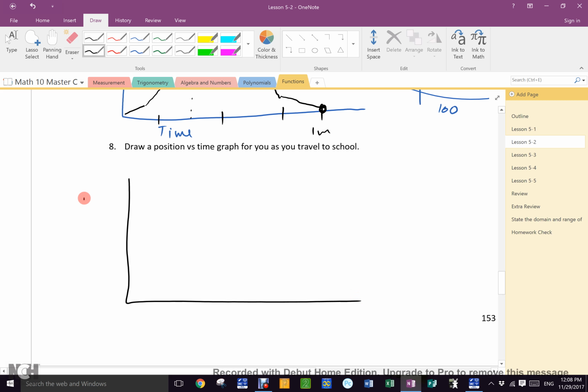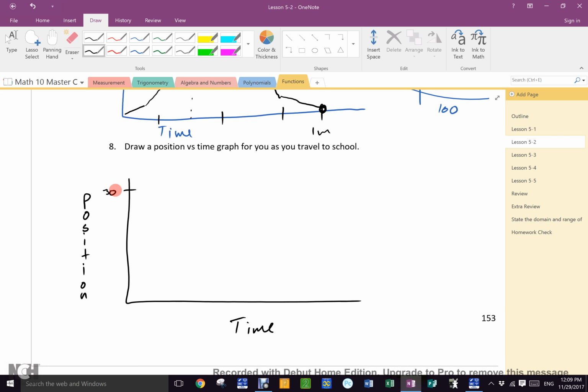All right, so our position is over here, and our time is down here. Now for me, I live in the middle of Chilliwack. So when I leave home, am I driving fast? No. I'm driving 50 kilometers an hour. Now it takes half an hour for me to get to school, and school is 30 kilometers away, right? So I know my position. The maximum position is going to be 30, yes? Because school is 30 kilometers from my house.